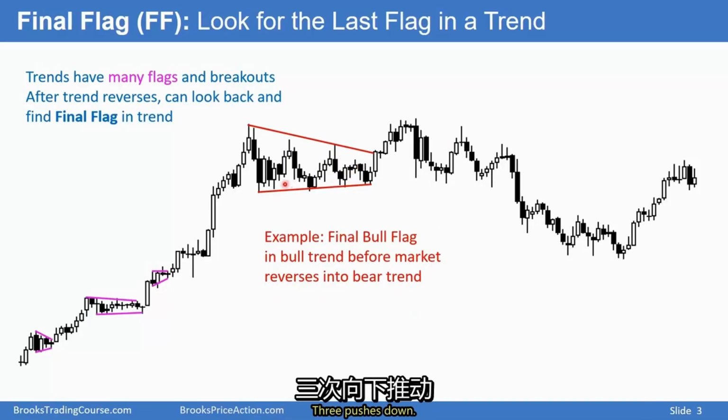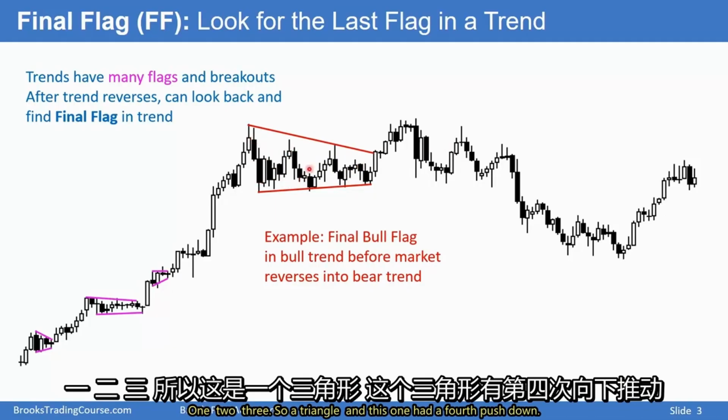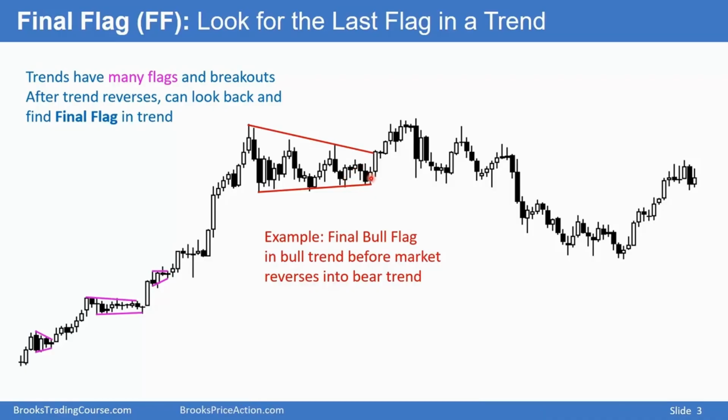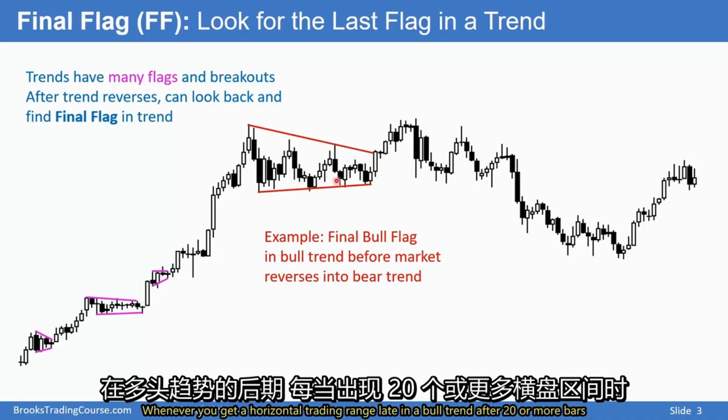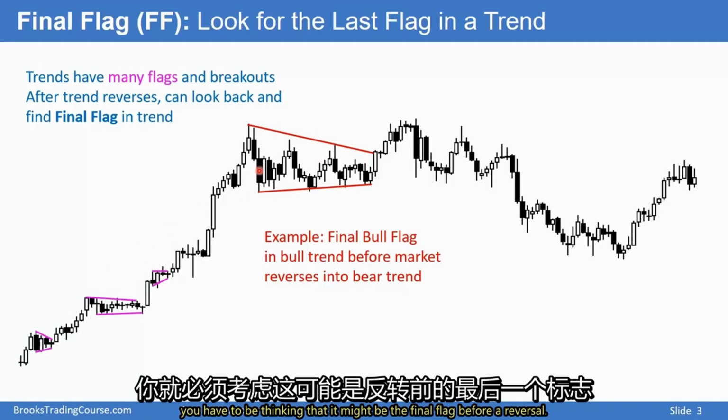Here's an example of a triangle, 3 pushes down, 1, 2, 3, so a triangle, and this one had a 4th push down. Whenever you get a horizontal trading range late in a bull trend, after 20 or more bars, you have to be thinking that it might be the final flag before a reversal.